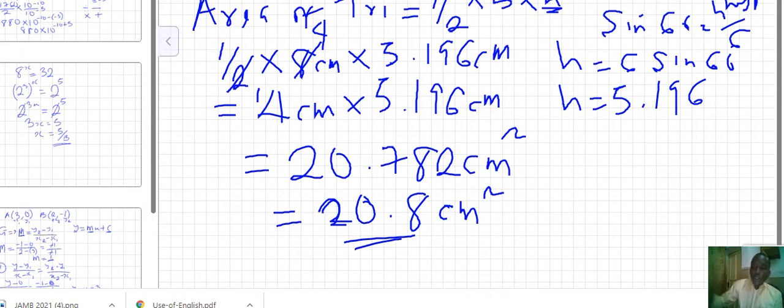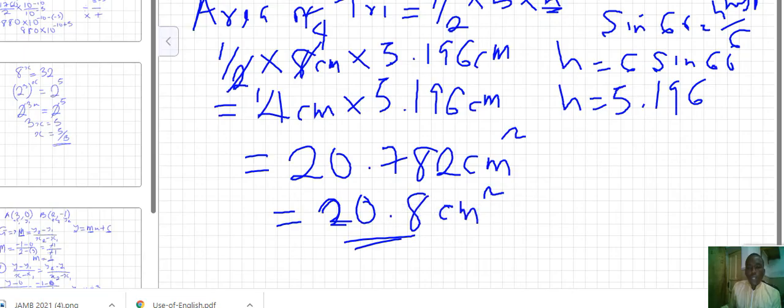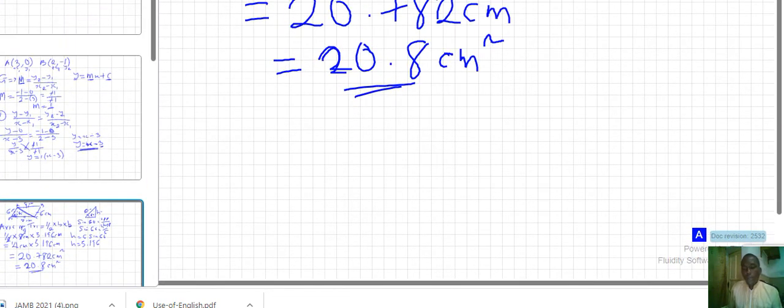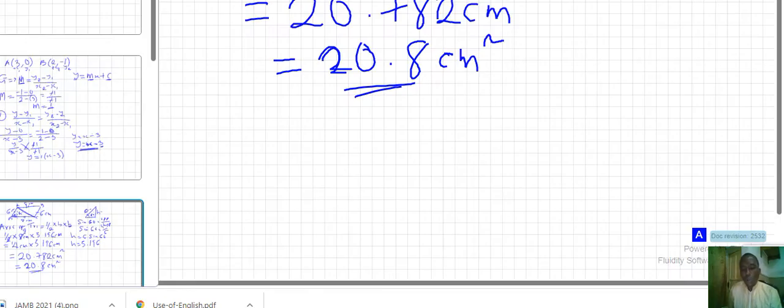Now the next question there says we should look for the parallelogram A, B, C and D. A, B, C, D. Now if we want to calculate the parallelogram A, B, C, D, we need to look at the formula for finding a parallelogram. Remember that question says you should calculate the area of parallelogram A, B, C, D.